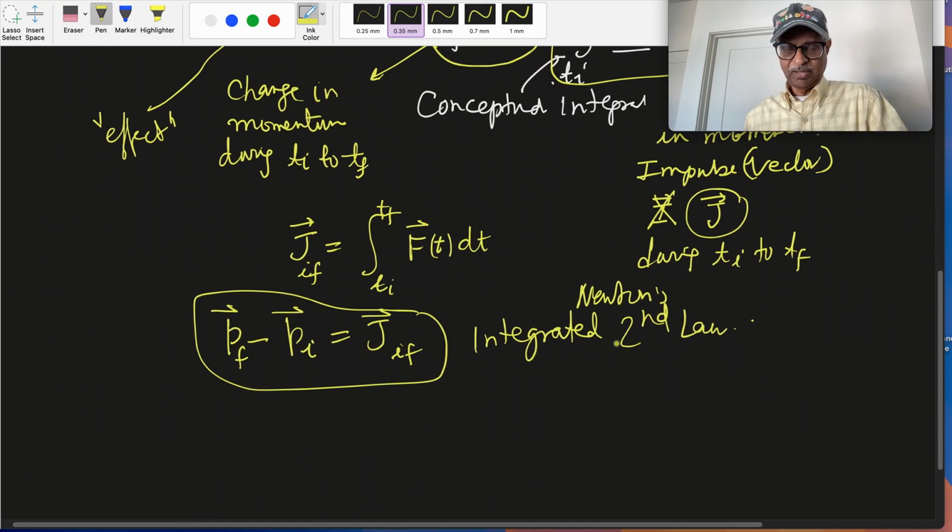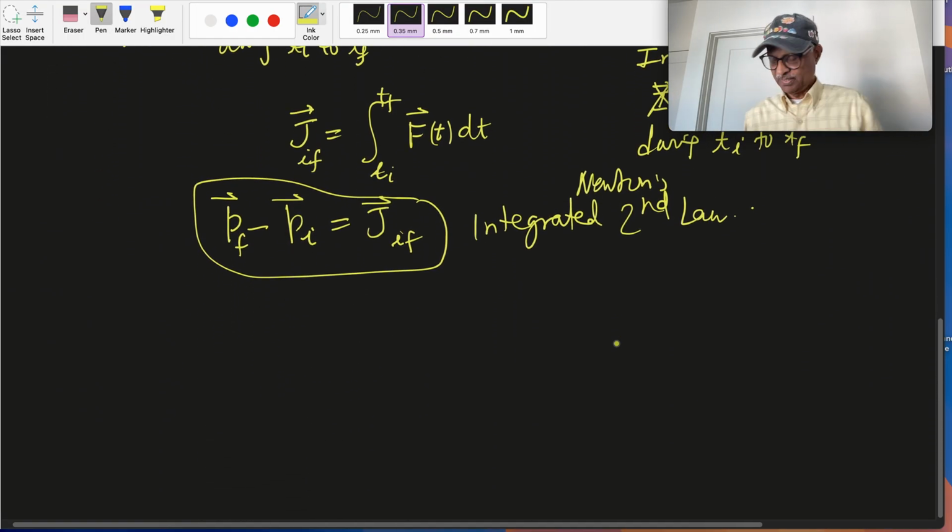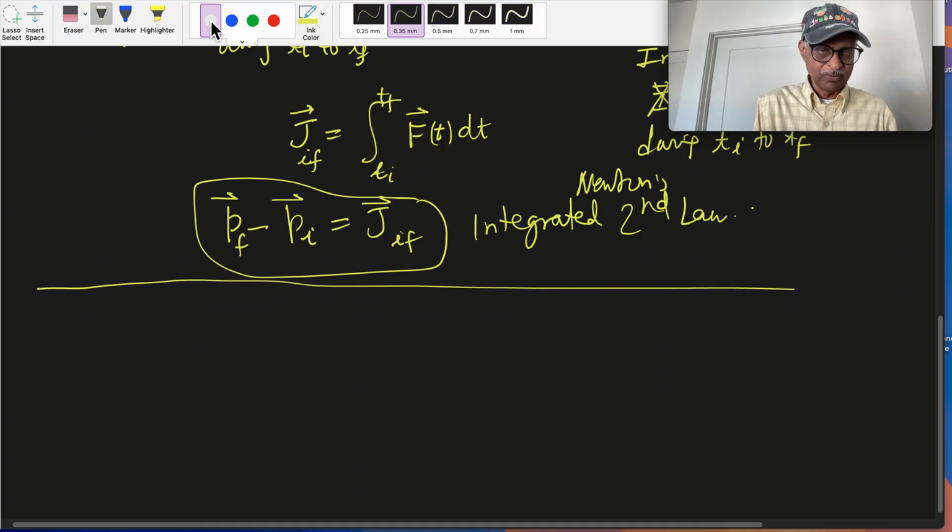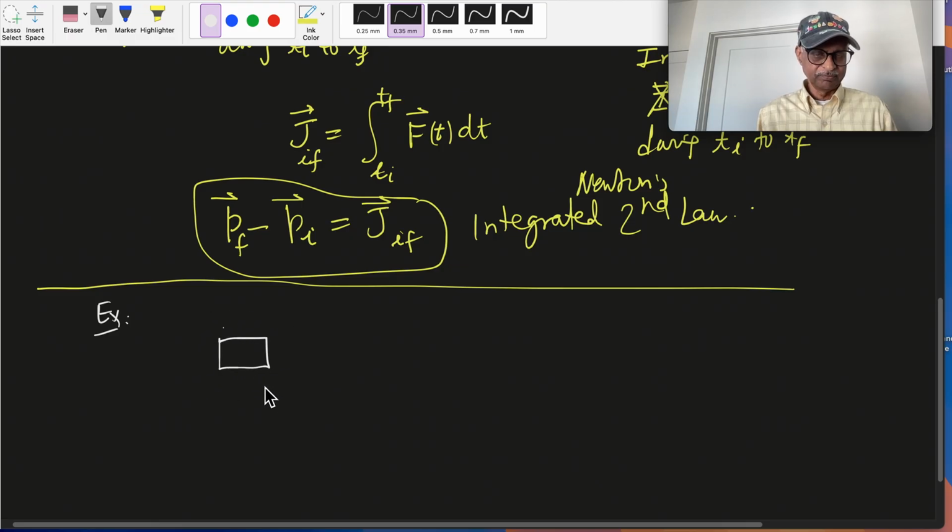Let's do a little exercise here. Say I have a box. I'm not going to give a mass or anything. This is at Ti. Well, let's give a mass. Let's call it 2 kilograms. And at this point it's going at 3 meters per second.